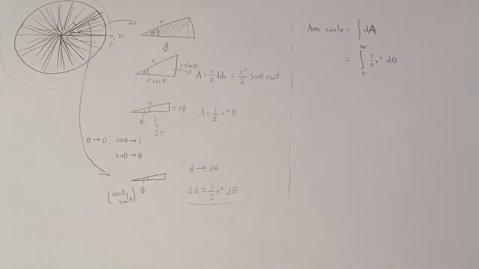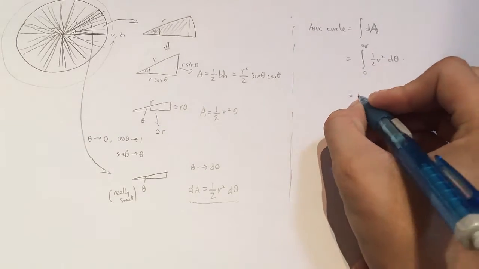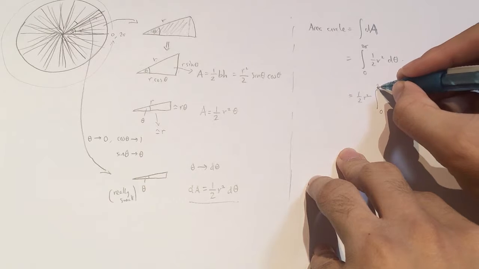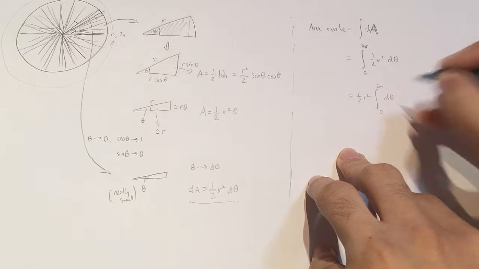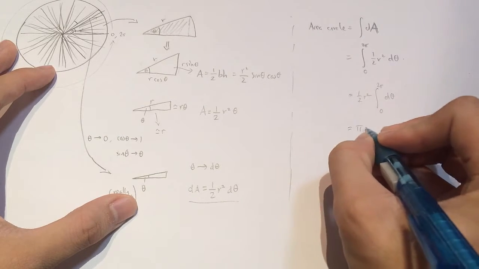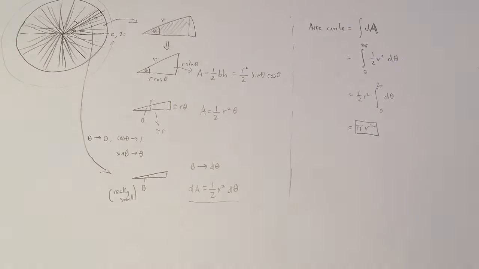This could be integrated rather easily, because we're integrating with respect to theta, so you can take half r squared out as a constant. Then integrating from 0 to 2 pi with respect to d theta, you could verify by yourself that this will in fact come out to pi r squared. I won't show you how to integrate that, but it should be pretty obvious. And yeah, so there it is. That's another way you can prove the area of a circle rather easily, by dividing up the circle into small slices.